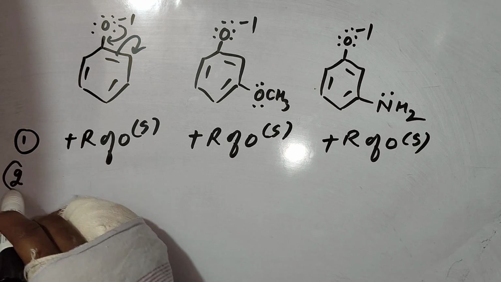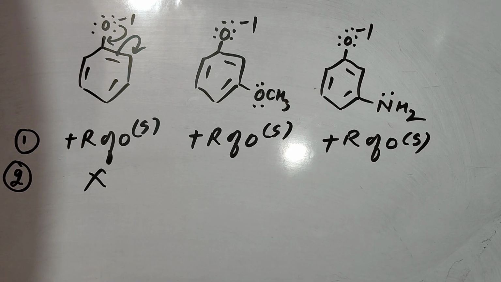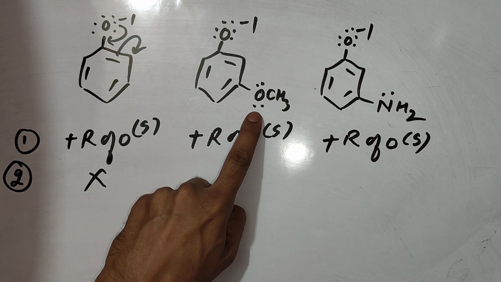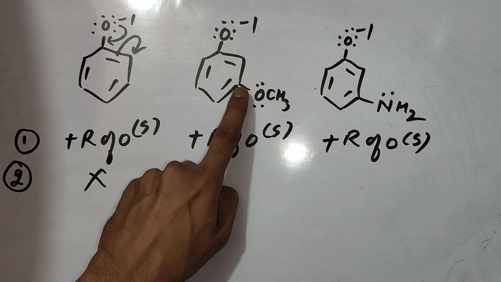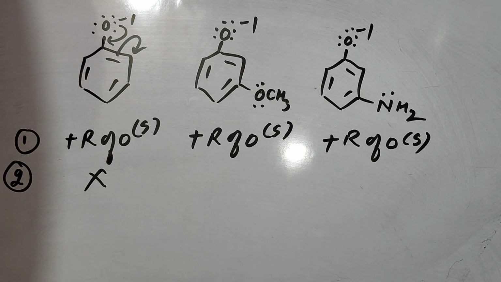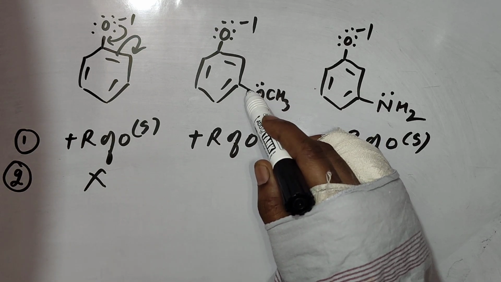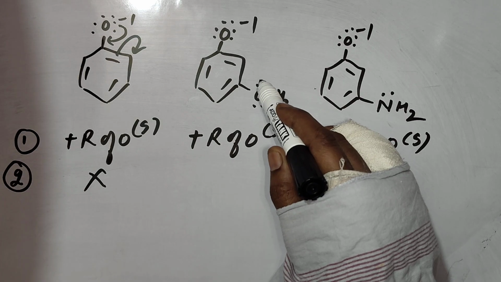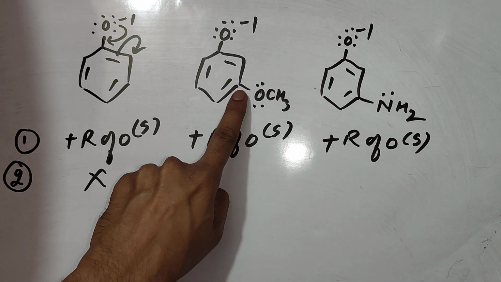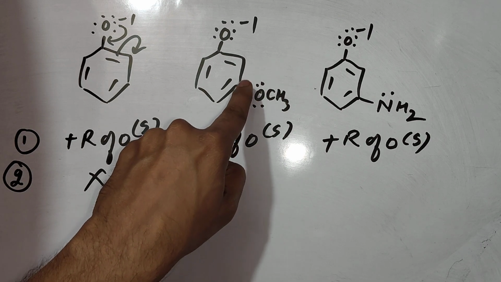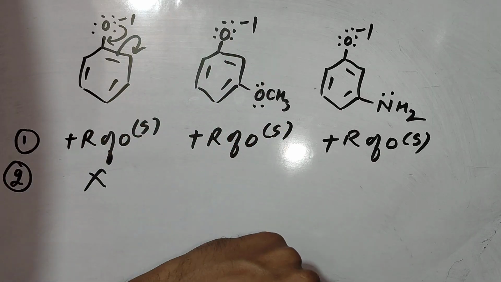Second, no substituent here, so no other factor. Here, oxygen is present. Oxygen is present in meta position. It can show resonance, no doubt. It will donate lone pair because it has a lone pair and it is attached to benzene ring, so it can show this effect, plus R effect, like this. But because it is present on meta position, if it will show resonance, electrons will not come on this position, which can increase the negative charge.